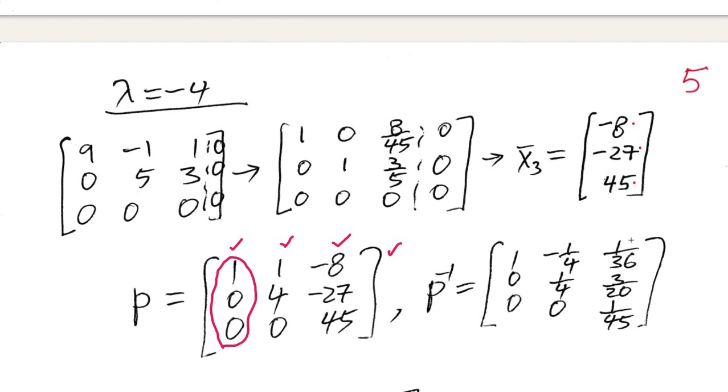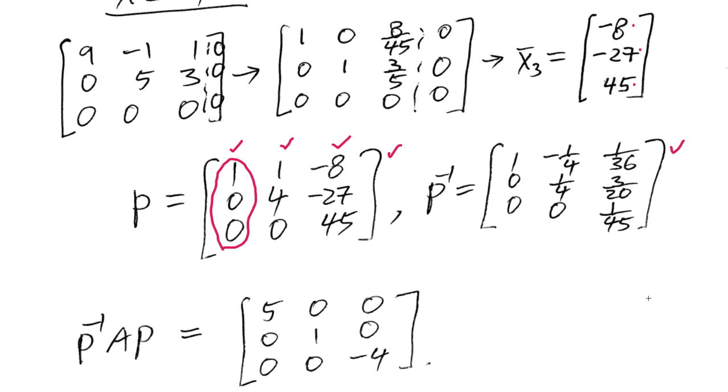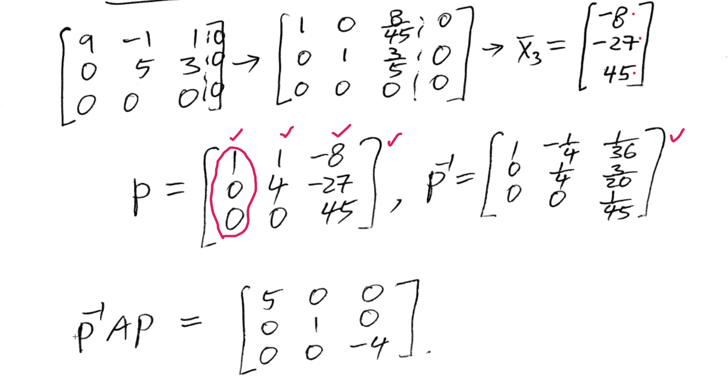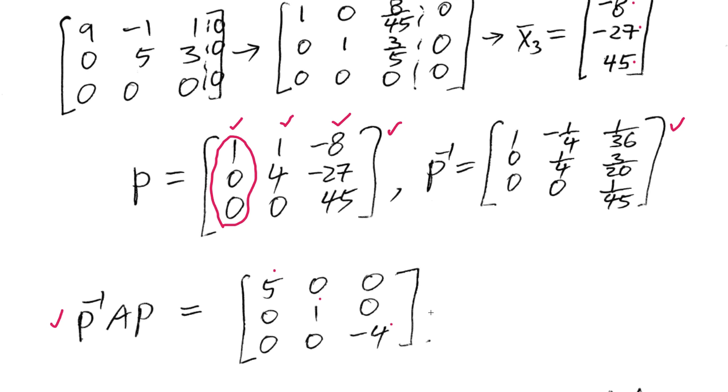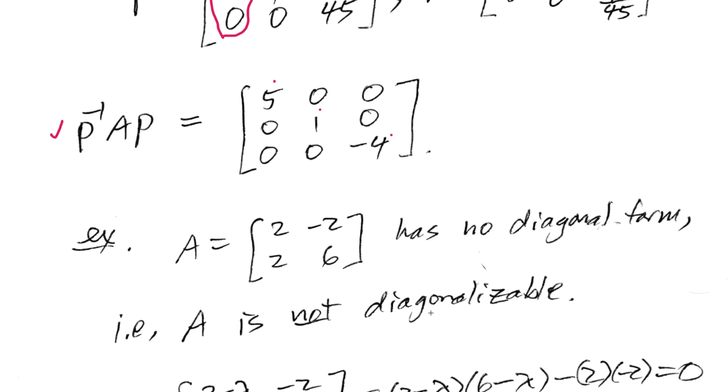And then I used my calculator. I actually came up with the P inverse here. Okay, so I got 1, -1/4, 1/36, 0, 1/4, 3/20, 0, 0, 1/45. Use the frac button on your TI to get it into a fraction here. And then I just double checked, actually put this in my calculator, and I got P inverse A times P, and we get a diagonal matrix D: 5, 1, and -4. The eigenvalues that we knew would appear. Okay, so it worked. Let's take another example real fast here.